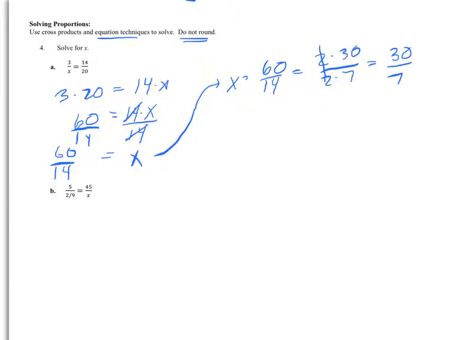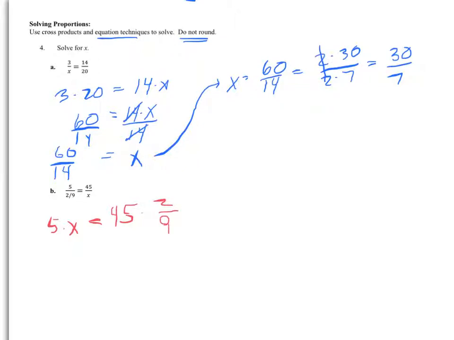Now in part B, we're still going to use cross products and our equation techniques to solve. In this one, we'll have a fraction to deal with in taking our cross products, but we start it the same way. We'll multiply 5 times x for half of the cross product, and 45 times 2 ninths for the other half of the cross product.